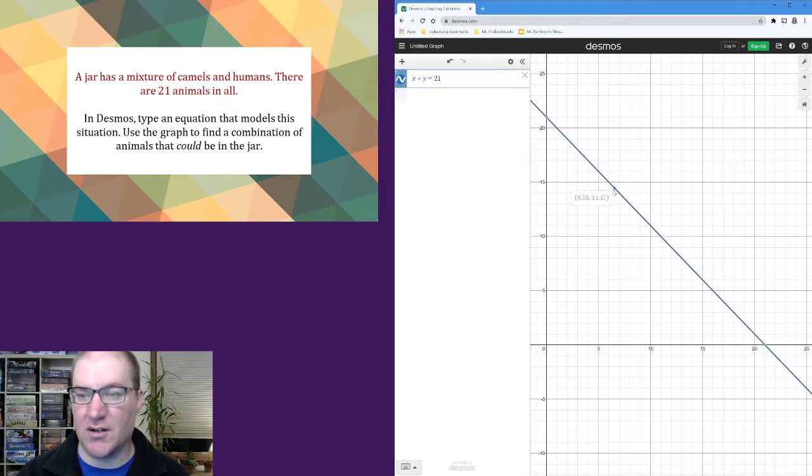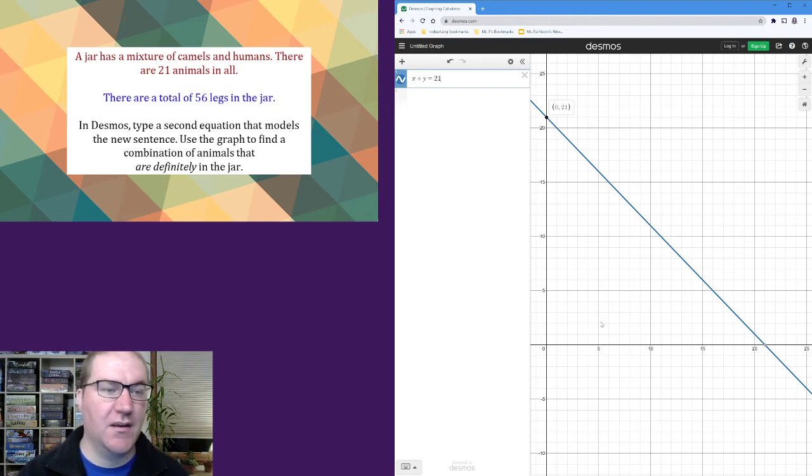Now, like this one here, 6.53, 14.47, that's obviously not a solution, right? There's not decimal camels and humans, right? But 0.21 is a possibility, and 5.16 is a possibility, and 15.6 is a possibility, right? So we have enough information to write this as an equation, but we don't have enough to know exactly what's in the jar. We need some more information.